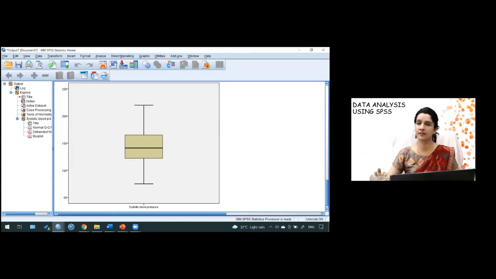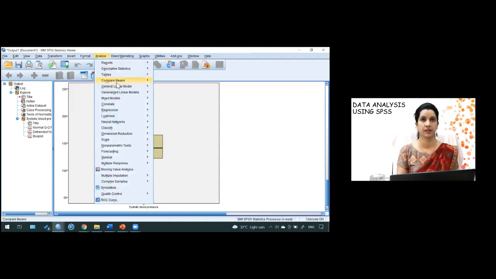So we have tested all three assumptions. The data is continuous in nature, it is normally distributed, and there is no significant outlier. Since all three assumptions have been met, now I can apply the test. So what I'll do, I'll go to Analyze, Compare Means.